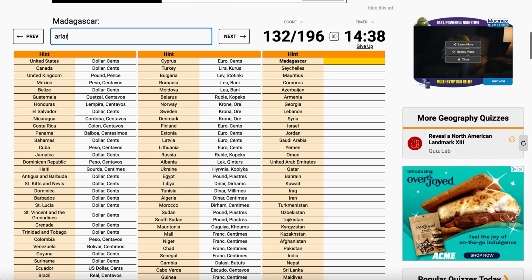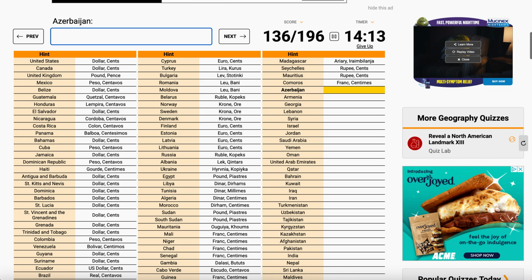Madagascar uses the ariary, divided into 5 iraimbilanja. The Malagasy ariary, the other currency that is not decimalized. Mauritanian ouguiya is the other one. Seychelles is rupee divided into cents. Mauritius is the same, rupee and cents. And Comoros is franc and centimes.